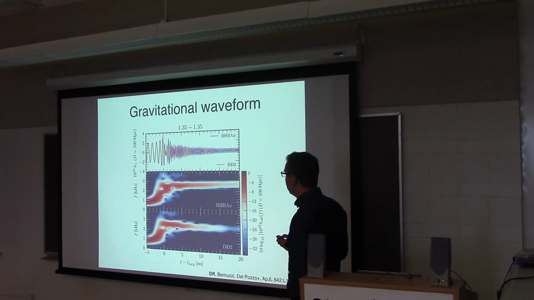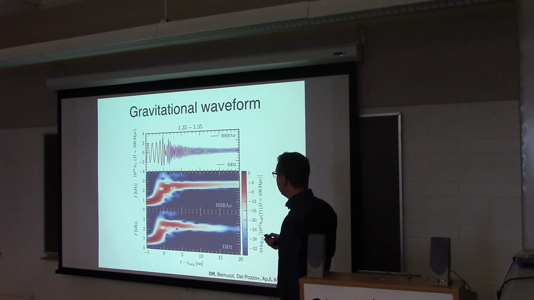If you look at, this is the strain signal as a function of time. The blue line is, again, BHB lambda phi, so the case with hyperons. And the red line is without hyperons, so the standard case. You can see here the strain. This is the time of merger. You cannot distinguish these two before merger, but you can after merger.